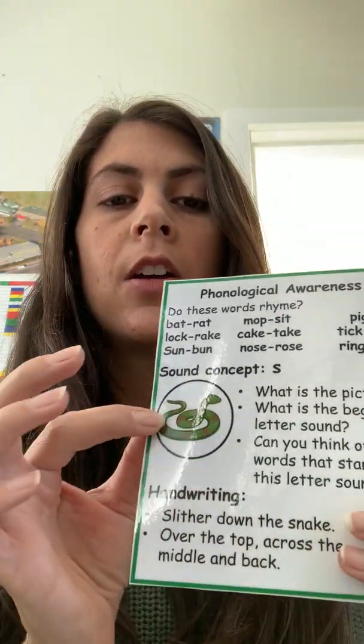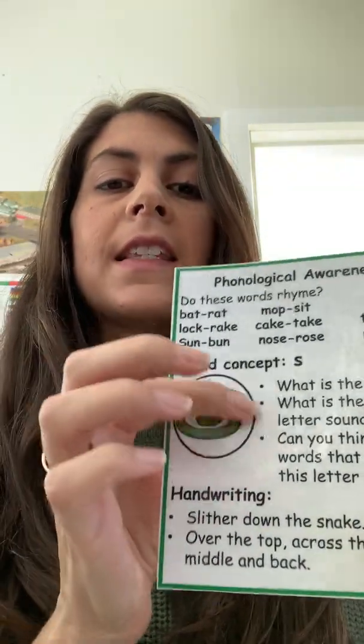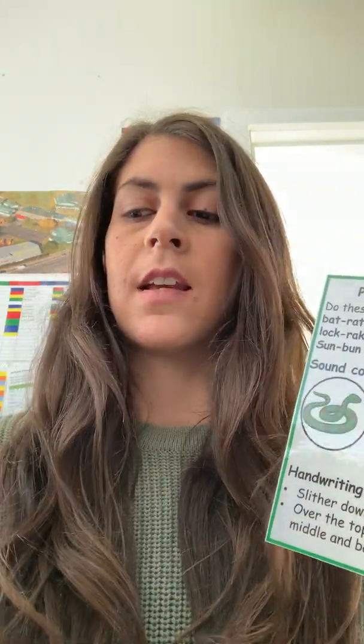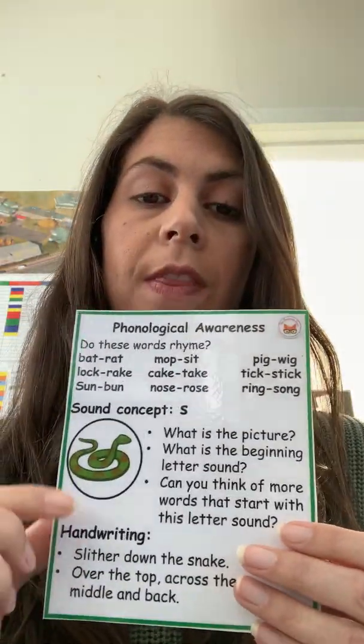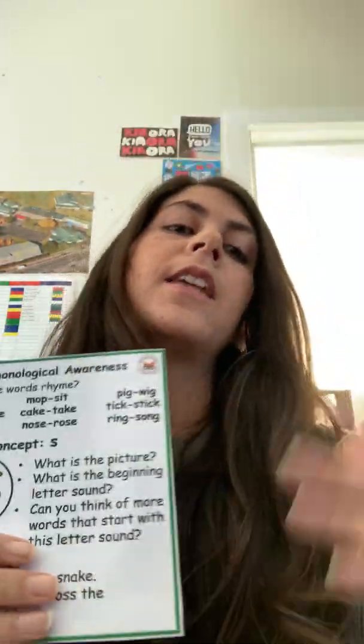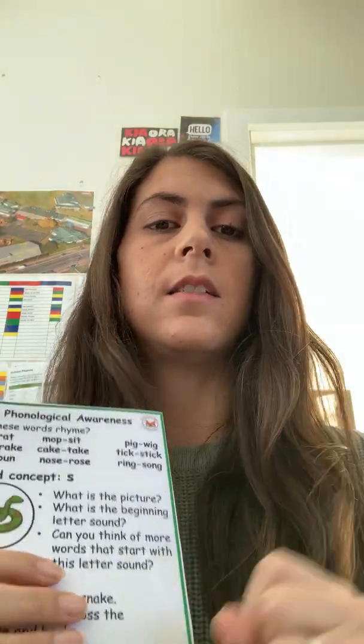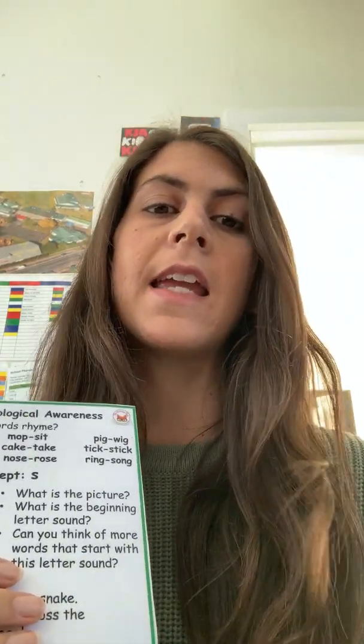And once you've done that, you could start showing the picture. You could say, what is this picture? They would all say snake. What is the beginning letter sound that you hear in that word snake? S. And you could say yes, S. It's the letter sound S. Then you can say, can you think of more words that start with the letter sound S? They can give it a go. Sun, swim, snail.